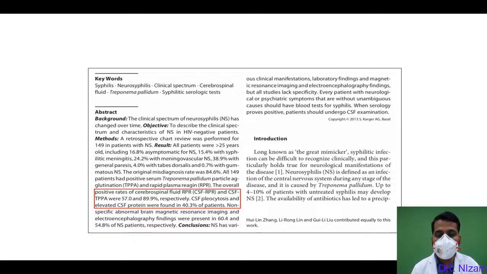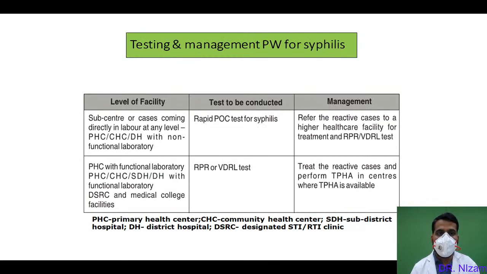So in conclusion, it says that neurosyphilis has various clinical manifestations, lab findings, and MRI and electroencephalography findings. But all these studies, what I have mentioned, lack specificity. So in the concluding statement, they say every patient with neurological or psychiatric symptoms without unambiguous causes should be tested for syphilis. When serology proves positive, the patient should undergo CSF examination. Now, treatment comes after talking about neurosyphilis.